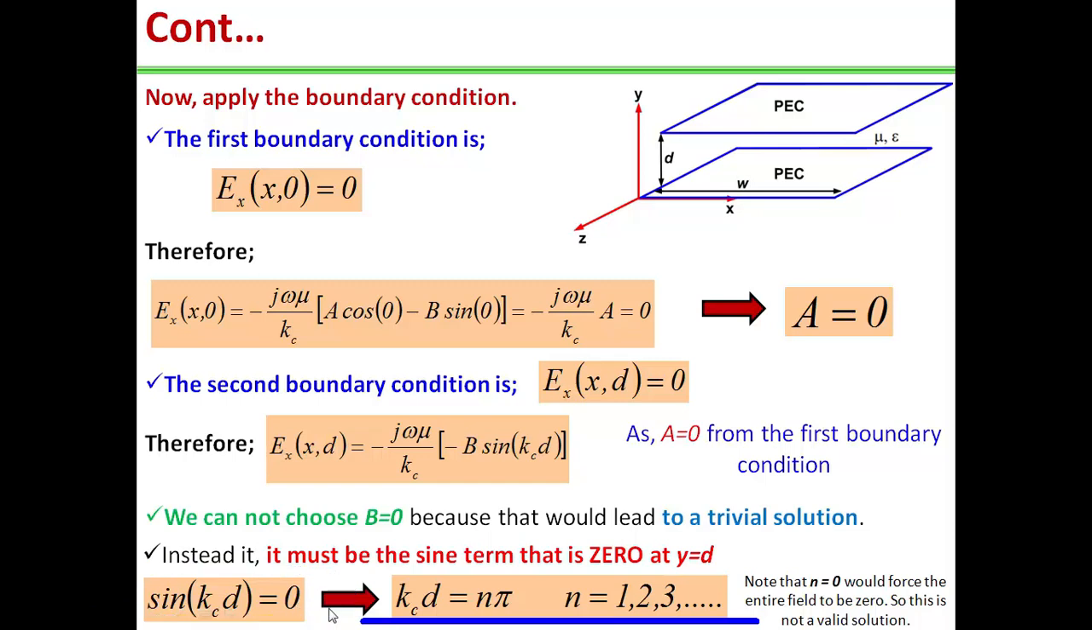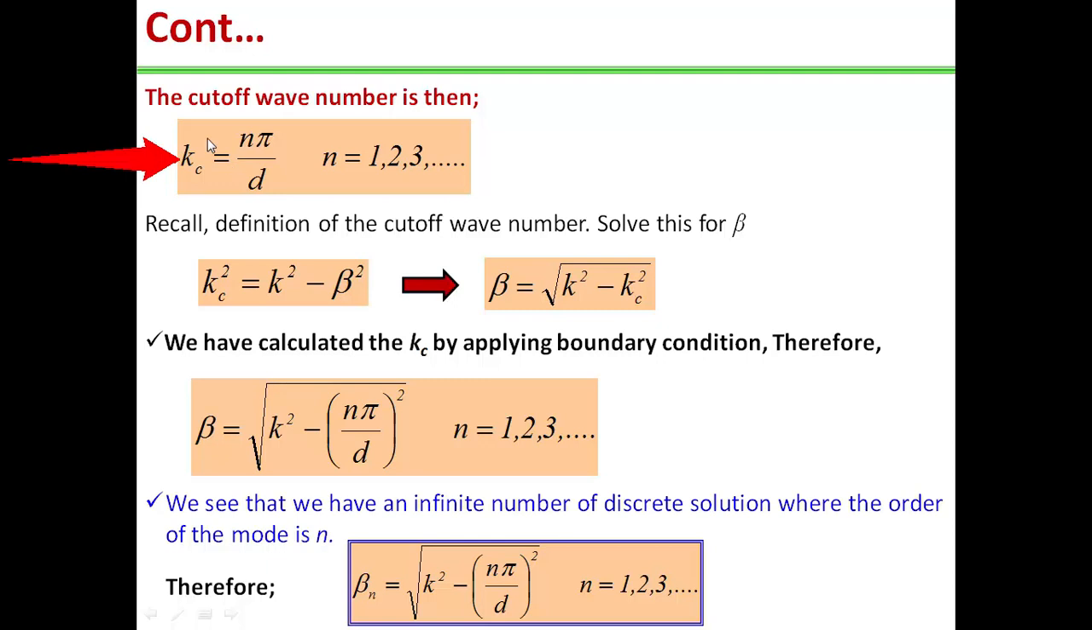To satisfy this condition, we have to write kc d = nπ, where n varies as 1, 2, 3, 4 and so on. And n cannot be chosen as 0 because that would force the entire field to be 0, so this is not a valid solution. That is why n varies as 1, 2, 3 and so on. From this we have the cutoff wave number kc = nπ/d, where n = 1, 2, 3 and so on.